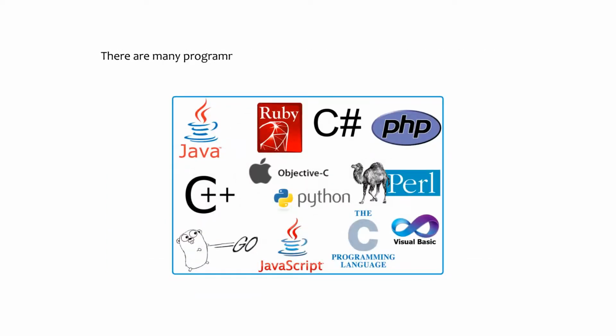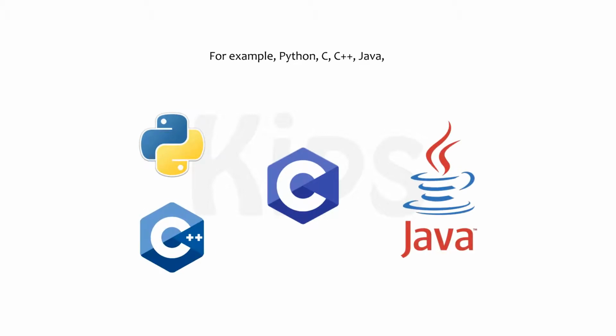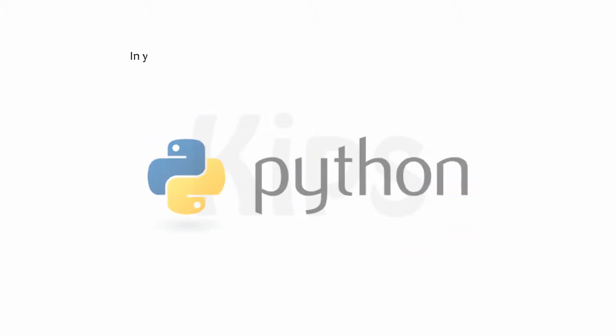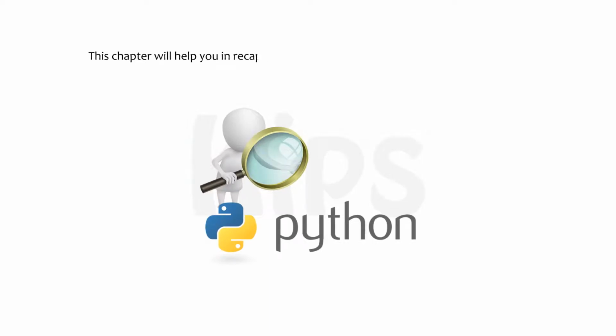There are many programming languages that you can use to write the programs. For example, Python, C, C++, Java, etc. In your previous class, you have already studied the Python language. This chapter will help you in recapitulating the previously learned concepts of Python.